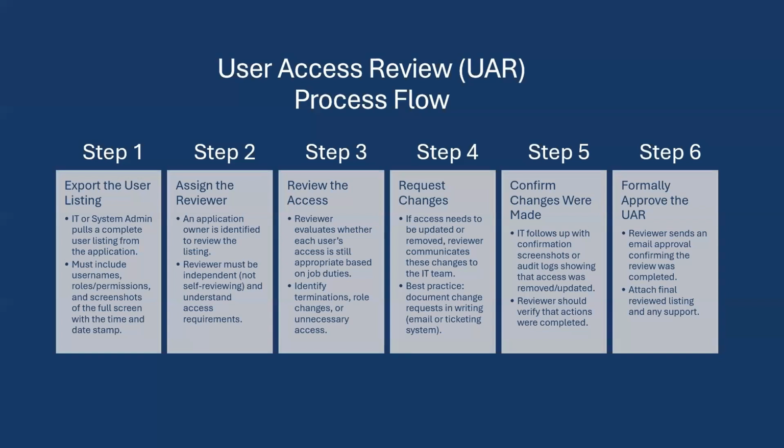All right, so the user access review, the process flow. For step one, right, this is kind of the basics. This is what we see normally in every user access review that we audit. Typically, step one is exporting the user list, right? And this is where IT is involved. They're going to be pulling the system access, the system report, complete user listing from the application.